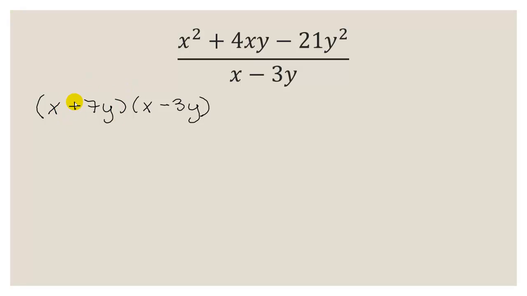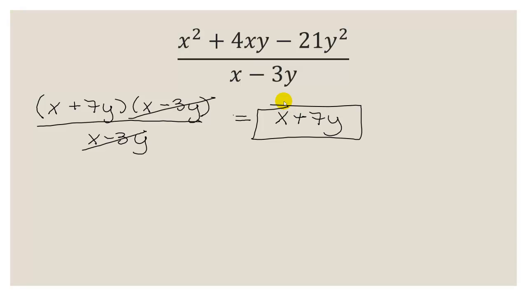X times x is x squared. Multiplying the outer terms gives you negative 3xy. Inner terms give you 7xy, which combine to be the 4xy we need. And 7y times negative 3y would give you negative 21y squared. And all of that is divided just by x minus 3y. If you notice, these cancel. So we have x minus 3y divided by x minus 3y. And that's our answer. Our answer is just going to be x plus 7y. As long as both the numerator and denominator factor, you might be able to cancel out common factors, and then you'd be left with your answer.